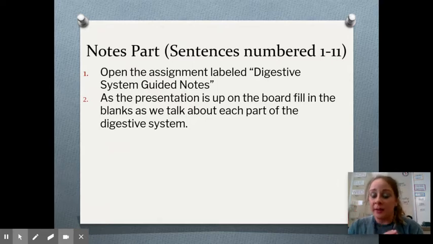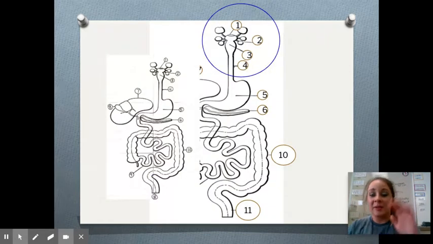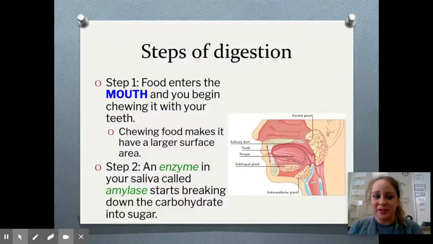So these are your instructions. Open the assignment labeled Digestive System Guided Notes in Google Classroom. As the presentation is up on the board or on your screen, fill in the blanks as we talk about each part of the digestive system. The coloring, I'll save that until Tuesday, so we can talk about that on Tuesday. This is what the coloring sheet looks like, and like I said, we'll do that on Tuesday.